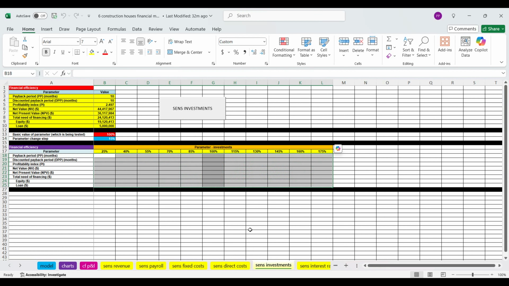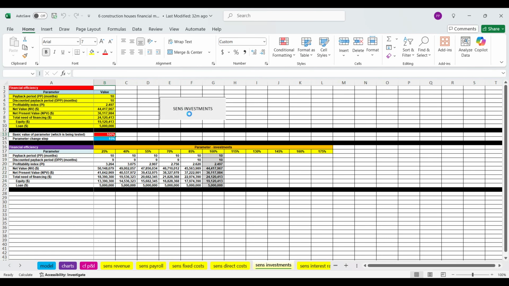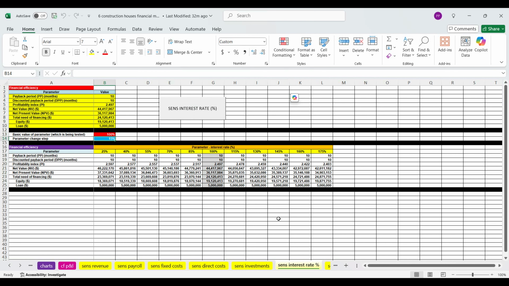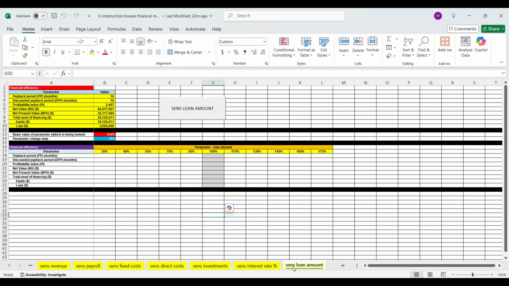Then we also may test your current scenario, what will happen if investment stage expenses will grow or decrease. Then the same story for the interest rates for the loans that we are going to get, if we have any. And this sensitivity analysis tab is for the interest rate, and this sensitivity analysis tab for the amount of loan.